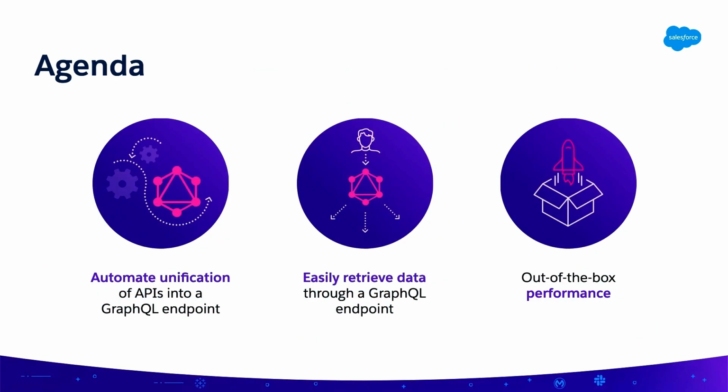So today, we're going to be talking about 3 core concepts of GraphQL implementation. We're going to start out by talking about how developers can automate the unification of APIs into a GraphQL endpoint. And then we're going to be moving on to, once you create that endpoint, how front-end developers can actually leverage the endpoint to easily retrieve data. And then we'll be taking a peek behind the curtain and taking a look at some of the out-of-the-box performance features that you get with some of these GraphQL solutions that allow this to work.